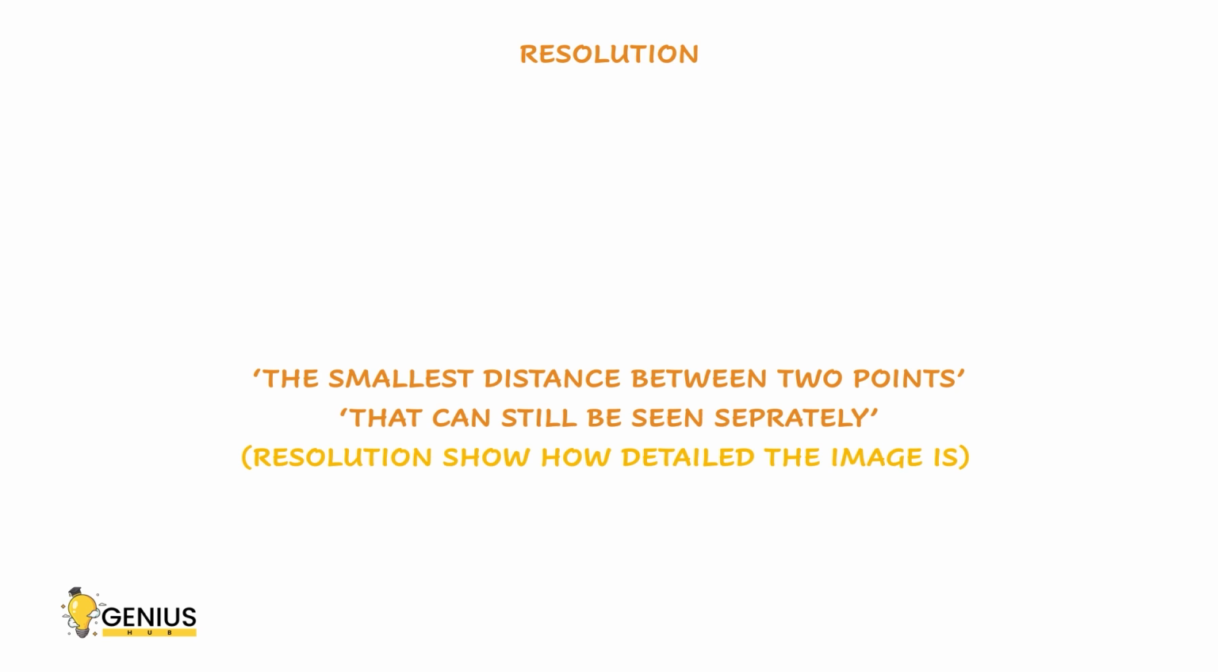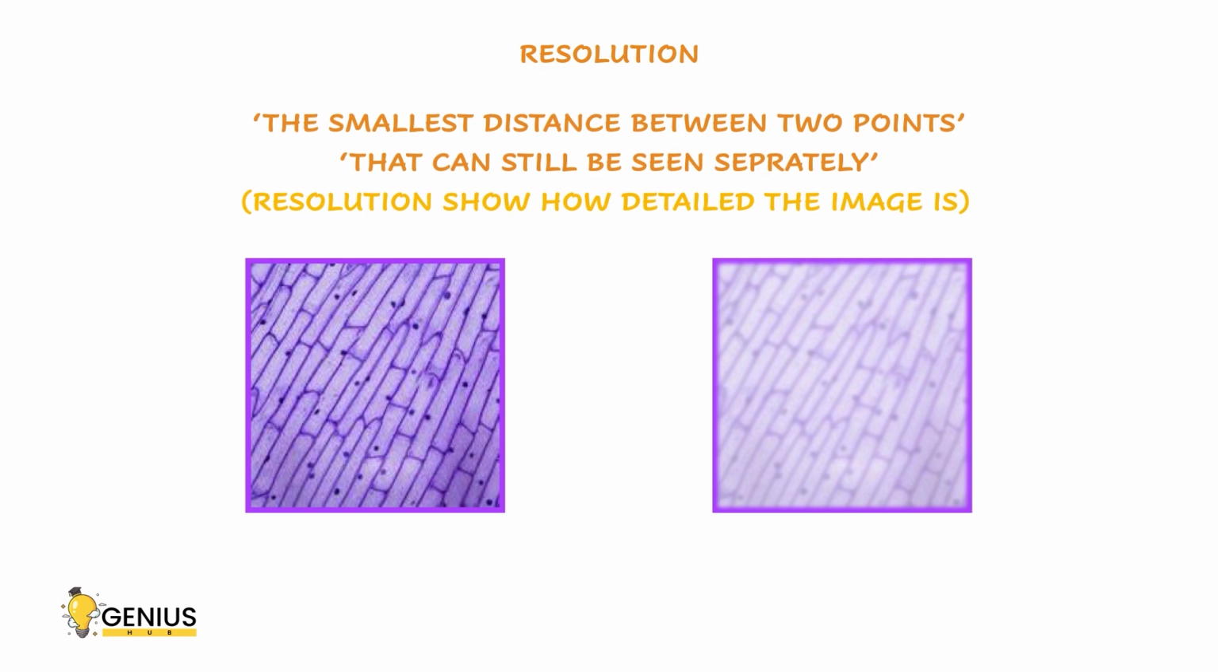For example, in 2 microscope images of onion cells, both have the same magnification, 100x, but the one on the right is blurrier because it has lower resolution. The higher the resolution, the clearer the image, and the less blurry it looks. That's all for this video.